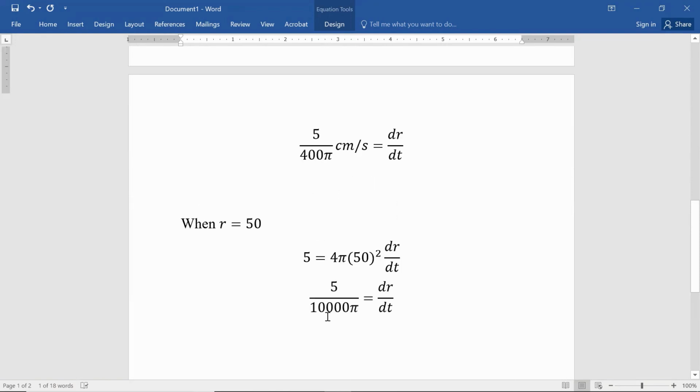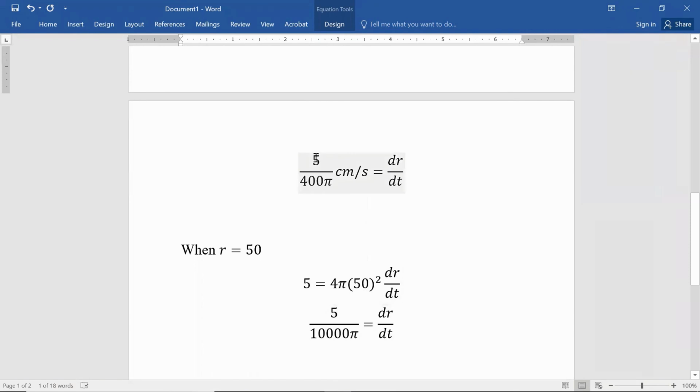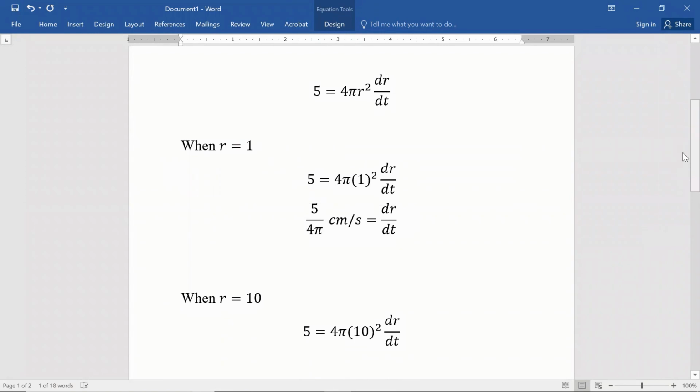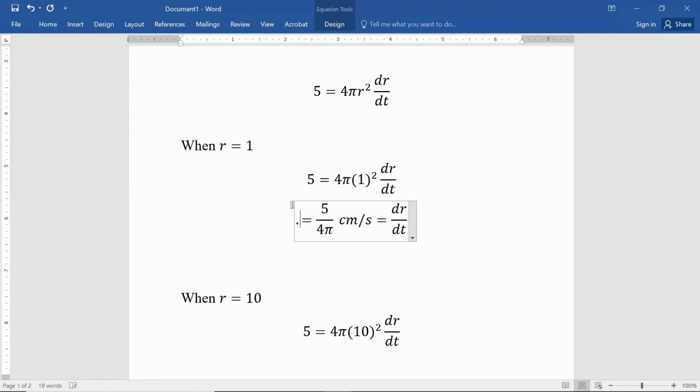And again, instead of writing this as 5 over 400 pi, Moodle may ask you to round that number to a certain number of decimal places. So 5 divided by 4 pi, instead of writing it like that, Moodle may ask you to write that as 0.3979 or something of that nature. So that's this problem.